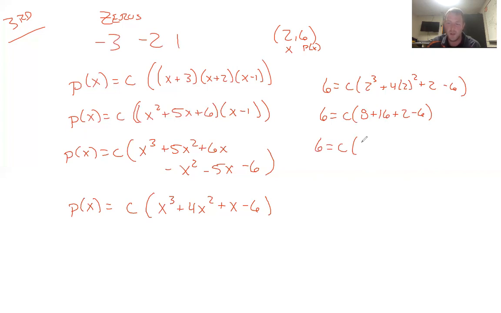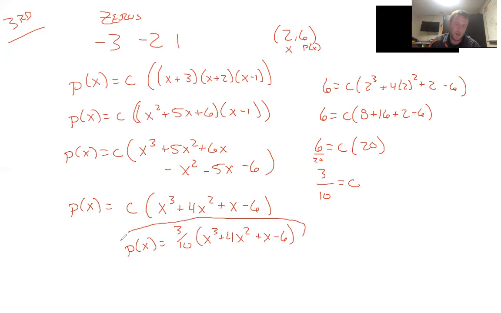26 minus 6 is 20. And then divide off the 20. So that would be 3/10. 6 divided by 20, reduced down, is 3/10, which is equal to c. And then I take this and plug it back into right here, and I'm done. So P of x is equal to 3/10 times x cubed plus 4x squared plus x minus 6.